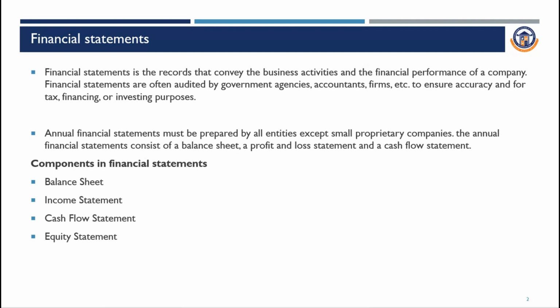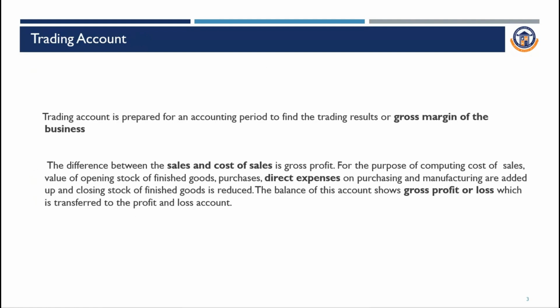The annual financial statement consists of the balance sheet, profit and loss account, and cash flow statement. Components in a financial statement: balance sheet, income statement, cash flow statement, and equity statement. Let's discuss them in brief in the upcoming slides.